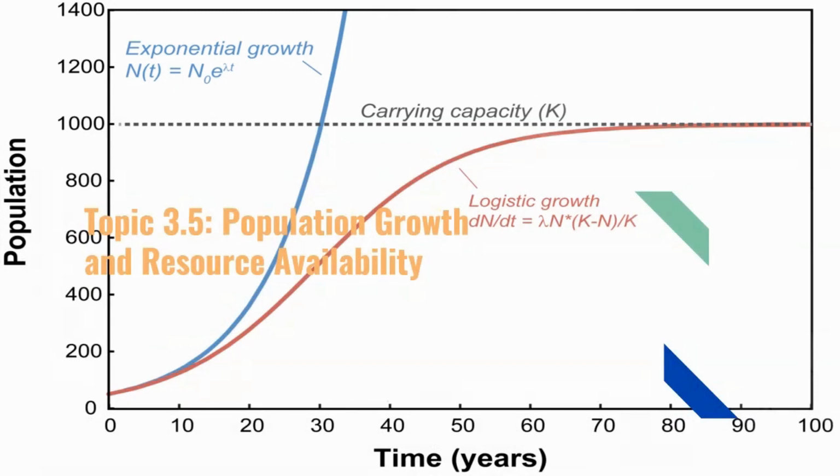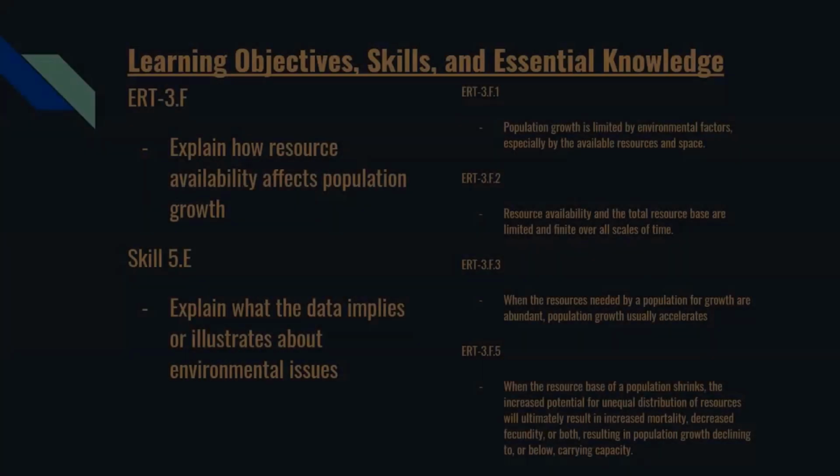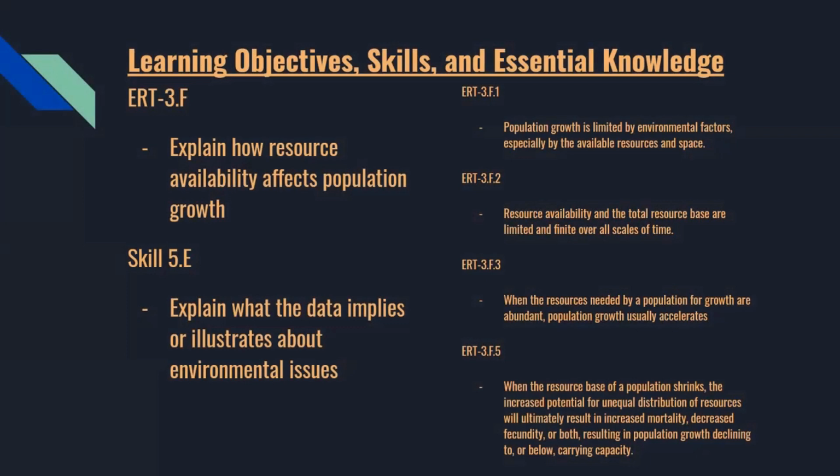In this video lesson, we're going to be talking about topic 3.5, population growth and resource availability. This goes hand in hand with our last topic on carrying capacity, because resources are what determine an organism's carrying capacity. For our learning objective, we're going to explain how resource availability affects a population's growth. And we're going to be working with the same skill where we're going to be looking at data and seeing what it says about environmental issues.